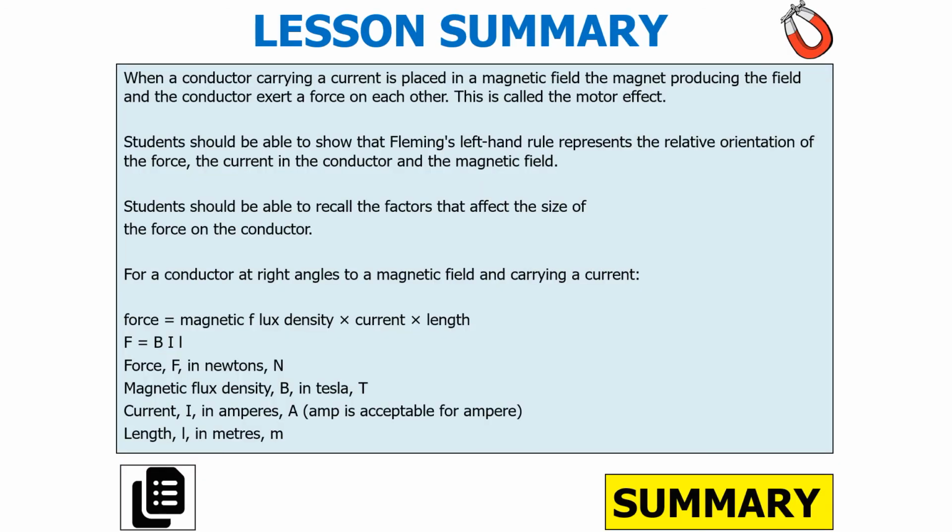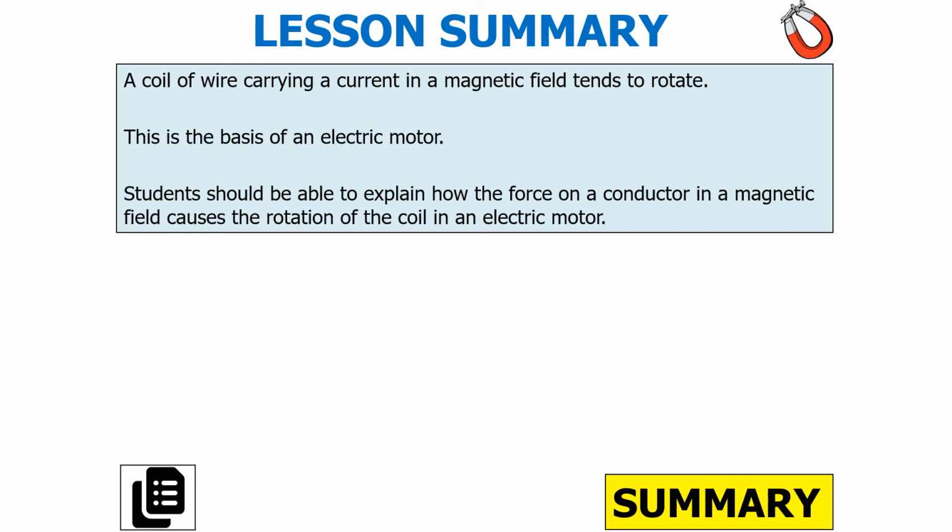So what have we looked at in today's lesson? When a conductor carrying a current is placed in a magnetic field, the magnet producing the field and the conductor exert a force on each other. This is called the motor effect, and you should be able to show that with Fleming's left-hand rule you can represent the relative orientations of the force, the current and the magnetic field in that particular situation. You should also be aware of the different factors that affect the size of the force on a conductor, and that a coil of wire carrying a current in a magnetic field tends to rotate, which is the basis of an electrical motor. You should be able to explain how the force on a conductor in a magnetic field causes the rotation of the coil in an electrical motor.